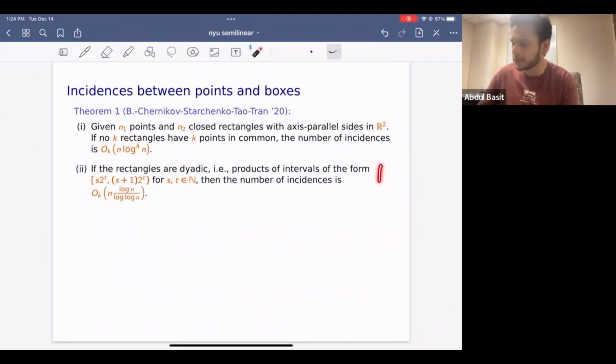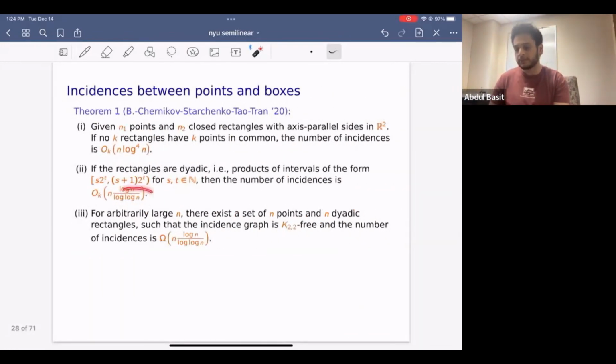This is a more combinatorial argument. If your rectangles are dyadic, they're products of dyadic intervals. Not very important what that is. Then we can get a logarithmic improvement, so n log n divided by log log n. And this one we actually show is close to optimal. We have a construction of dyadic rectangles that gives the same bound up to some constant. So this graph is K_{2,2}-free, and it has n log n divided by log log n edges. So at least for the dyadic case, we have matching upper and lower bounds.